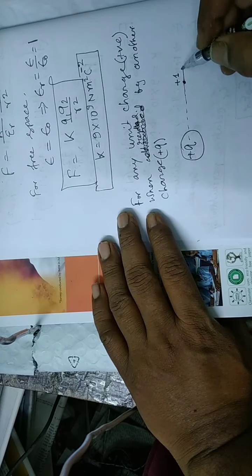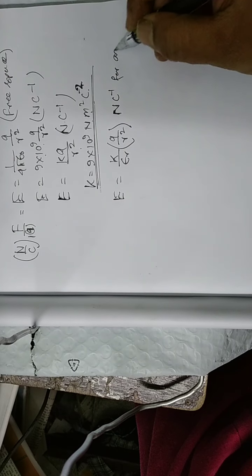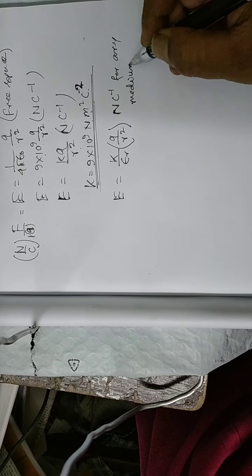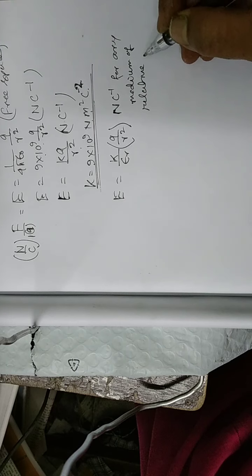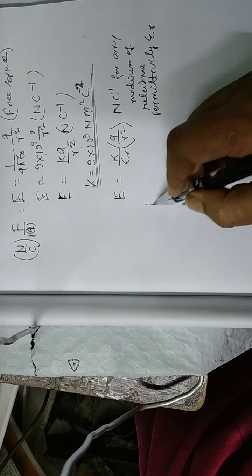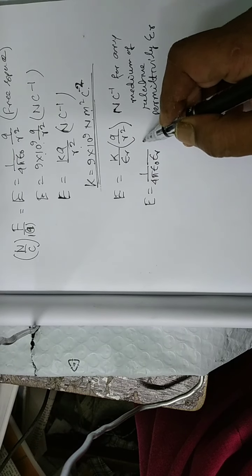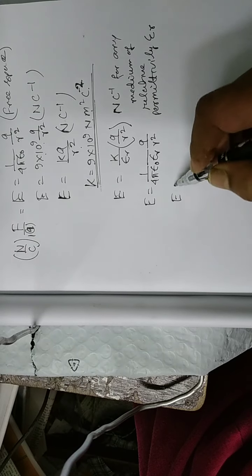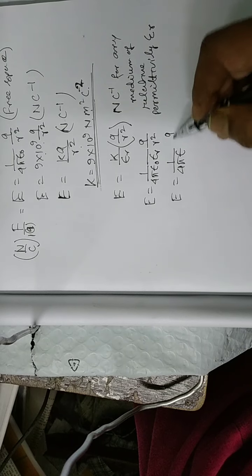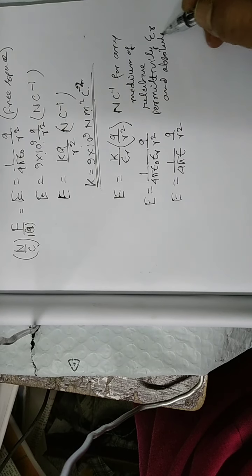Okay, and also the field is E equal to K by epsilon r Q by r square, Newton per coulomb, for any medium of relative permittivity epsilon r, or you can write E equal to 1 by 4 pi epsilon naught epsilon r Q by r square, or you can write E equal to 1 by 4 pi epsilon Q by r square, and absolute permittivity epsilon.